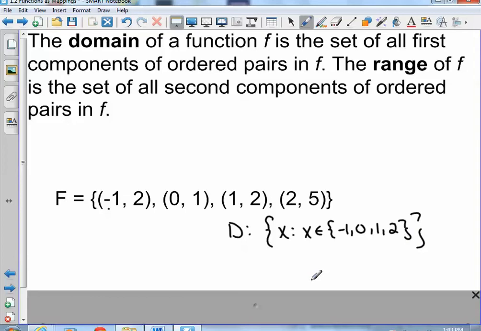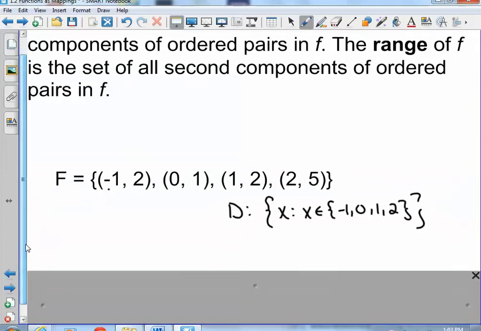Okay? That's different than just, you're used to just writing it probably as a solution set. Basically all you wrote is the inside portion. But we're trying to use the whole set builder notation here. So the range, that's going to be the set of all y's such that y is an element of the set. What can my y be? 2, 1, and 5. Alright, is that okay with everyone?